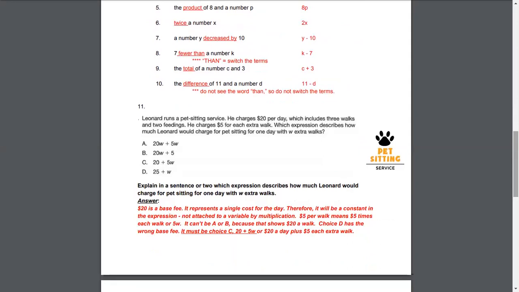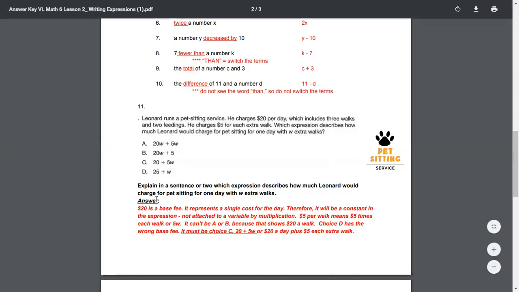charge at the end. So if we look through our choices, A and B should stand out as kind of being weird, because that's saying 20 times a walk, and nowhere in there did it say 20 times a walk. It was 20 a day. So we can eliminate A and B right away. And then if we look at C and D, that's $20 a day plus $5 a walk, or $25 plus a walk. And D doesn't make much sense, because you're adding at that point dollars and walks. And that's not something that you would do to get a total cost. So in other words, it has to be choice C.